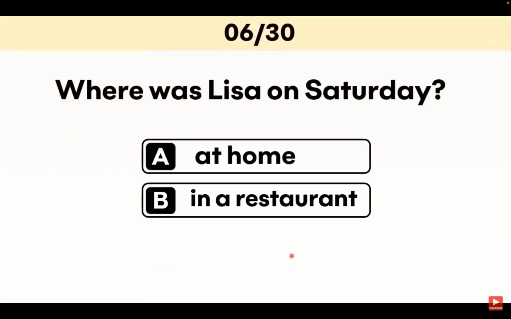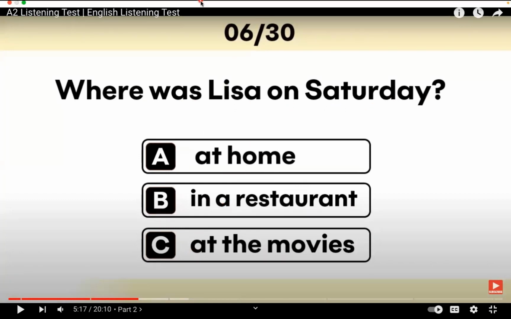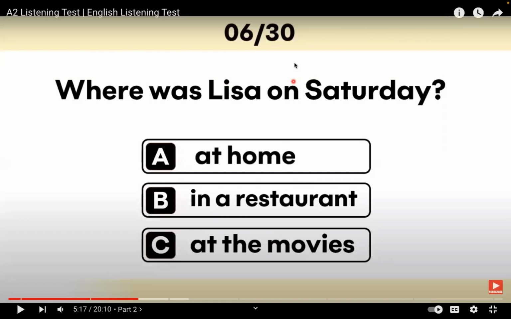Choose the correct option. Where was Lisa on Saturday? At home, in a restaurant, or at the movies?